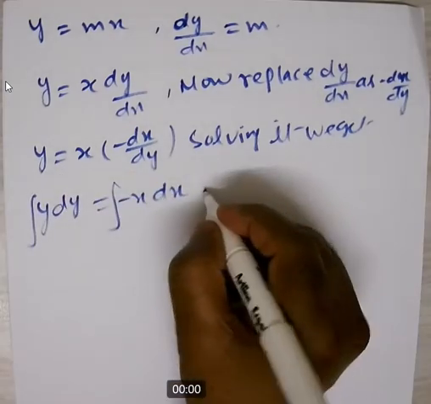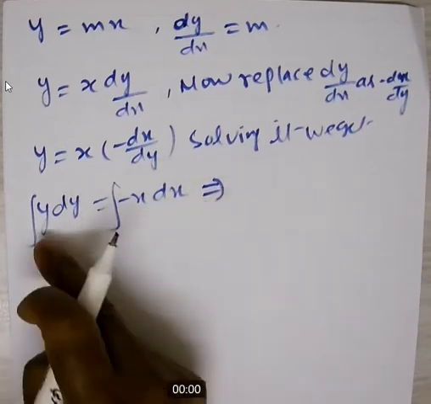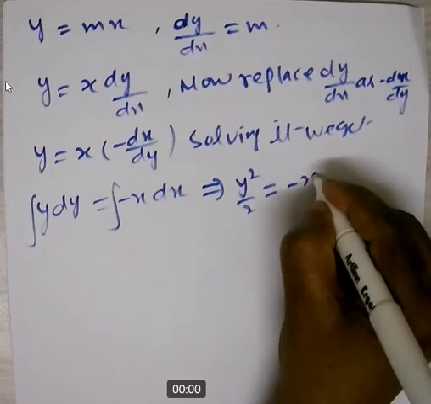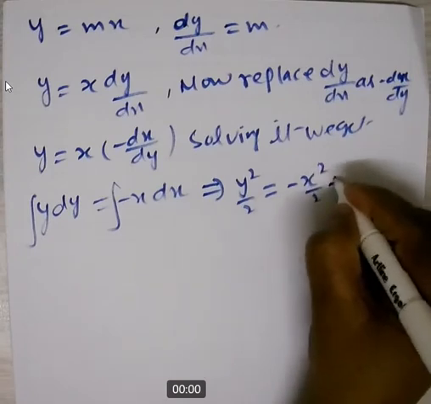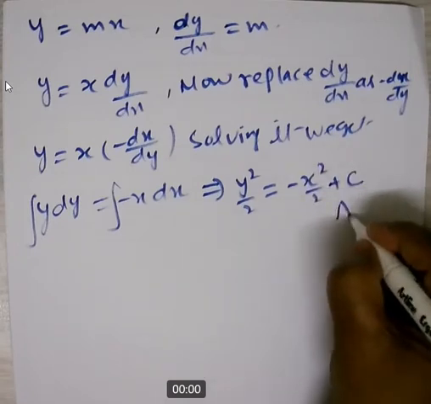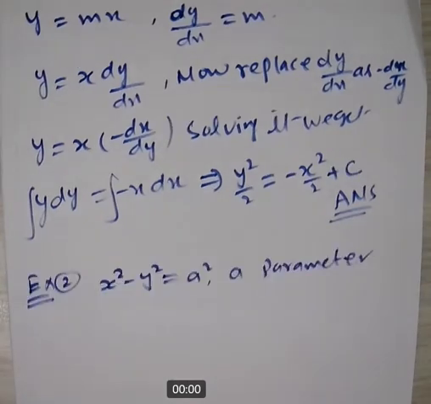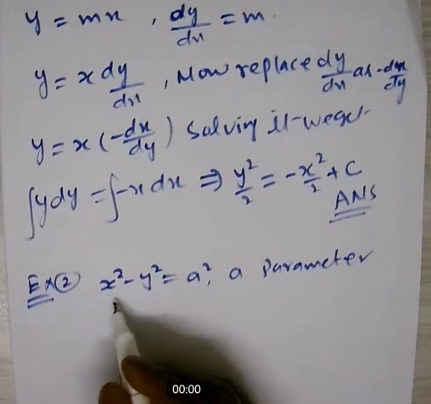When you integrate separately, it becomes the integration of y, which is y square by 2, equal to the integration of x, which is x square by 2, with minus, plus c. This is the answer to that question, which is given as: find the orthogonal trajectory of the function y equal to mx.